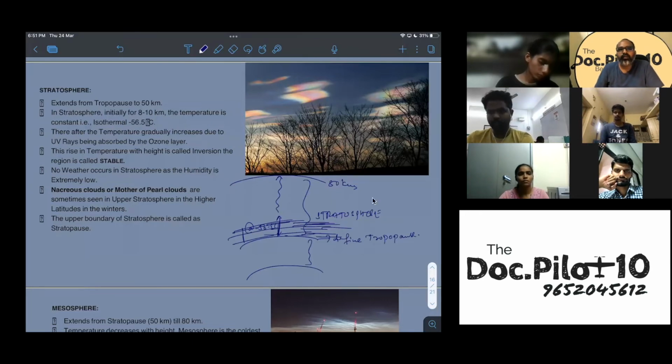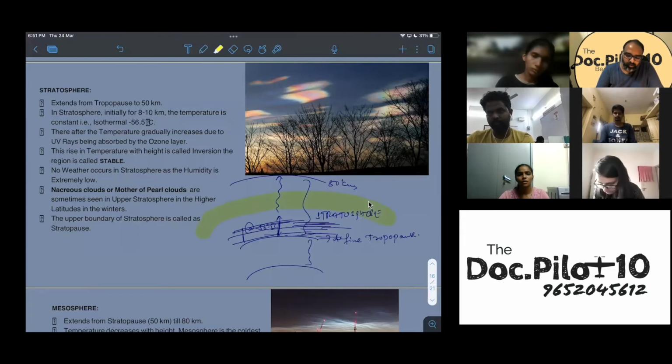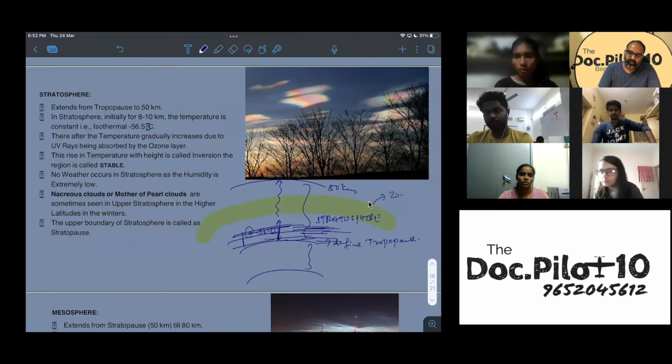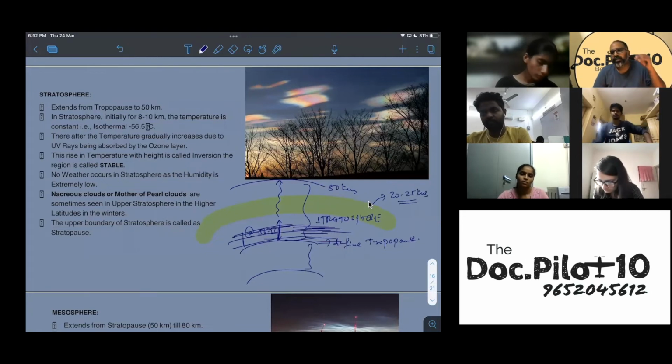Here, why is it that in the tropopause the temperature is increasing? Because of the ozone layer. What is the height of the ozone layer? 20 to 25 kilometers. Yes, the maximum concentration of ozone is at 20 to 25 kilometers. That's a very important question here.